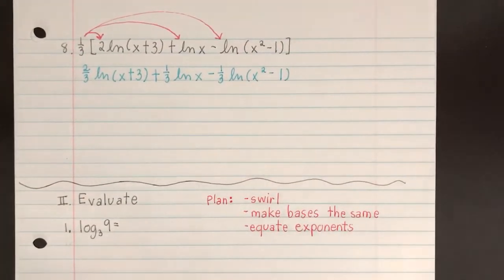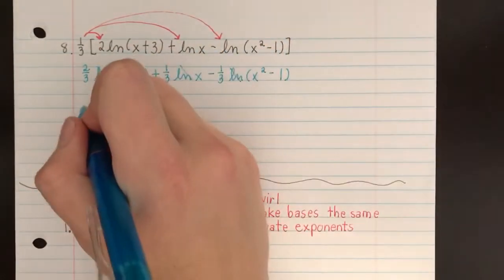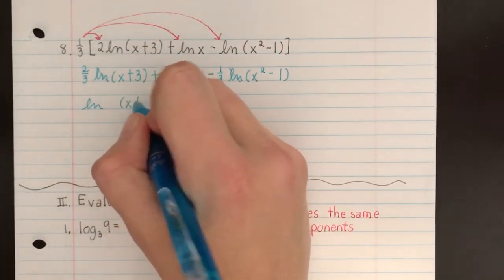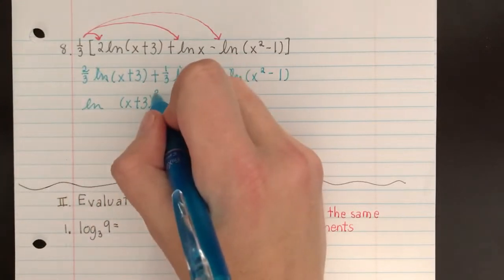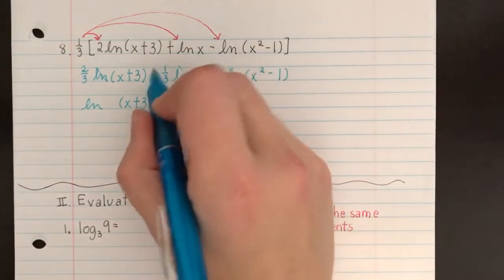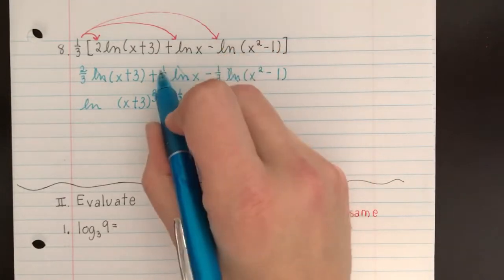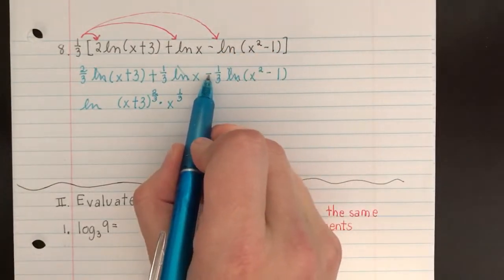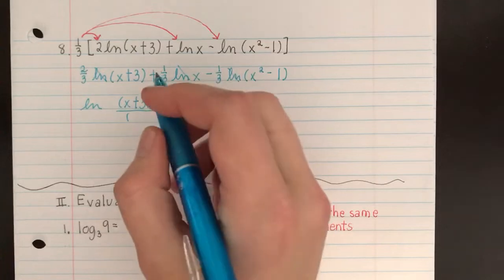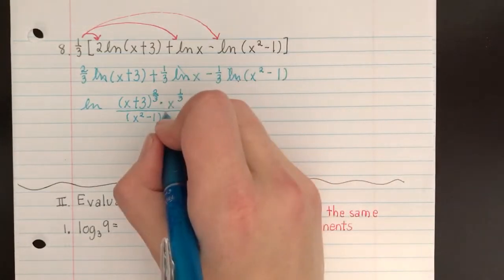Okay, so now we want to condense to a single log. So get rid of the 3 and make 1. Natural log of, on top we're going to have x plus 3 raised to the 2/3 power. Okay, also on top times, because of the plus here, x to the 1/3 power. So that 1/3 becomes an exponent. We know because of the minus here, we'll have over this x squared minus 1 gets raised to the 1/3 power.